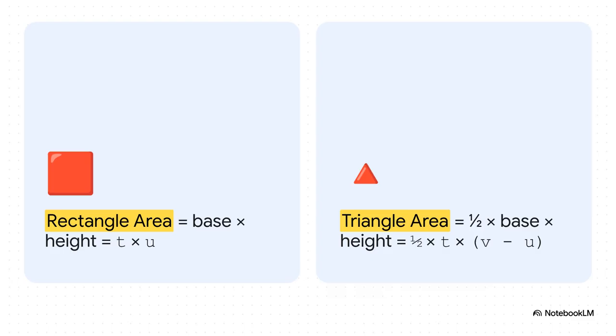The area of the triangle is 1/2 its base times its height. The height here is the change in velocity, v minus u. But wait, remember from the last slide we figured out that v minus u is the same thing as at. So the triangle's area is 1/2 times t times at, which is 1/2 at squared. Now, just add them together. The total displacement, s, is ut plus 1/2 at squared. Another famous equation born right out of the shapes on this graph.